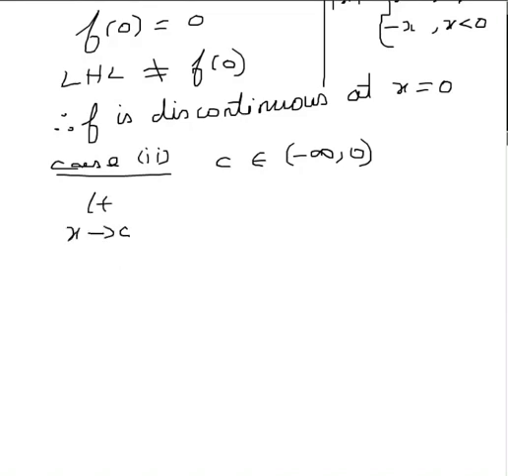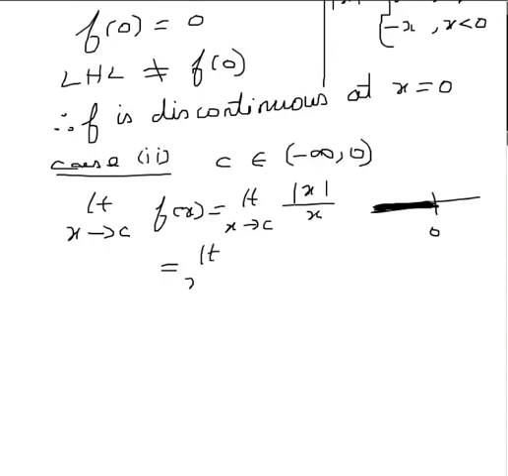Limit x tending to c of f of x, limit x tending to c of absolute value of x by x. Now I know for sure that my c value is negative. c is taken from the negative side. So c is negative, we know. I can write this as minus x by x to remove the absolute value sign. Or you may use the H method. So the answer is minus 1.